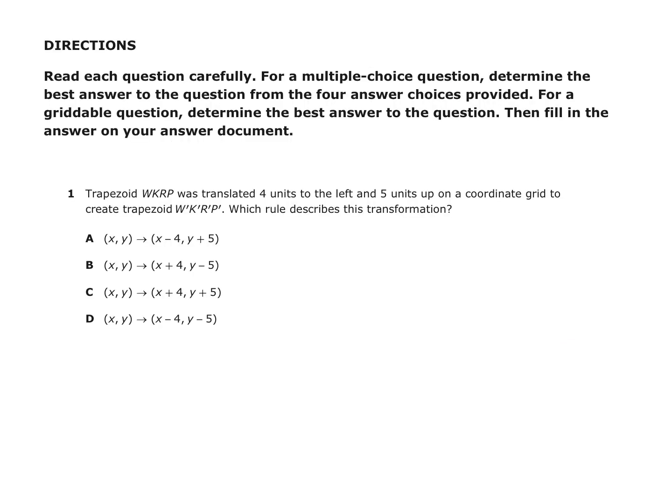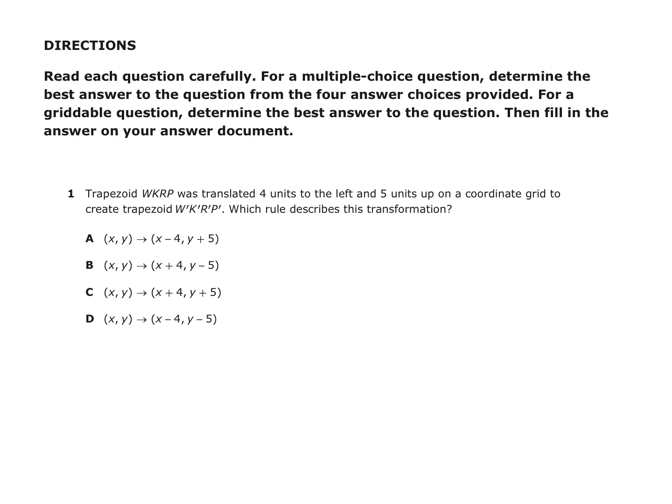Okay, problem number 1 says, trapezoid WKRP was translated 4 units to the left and 5 units up on a coordinate grid to create trapezoid W prime, K prime, R prime, P prime. Which rule describes the transformation? Okay, so if it's translated, it's going to slide to the left 4 units and then up 5 units.